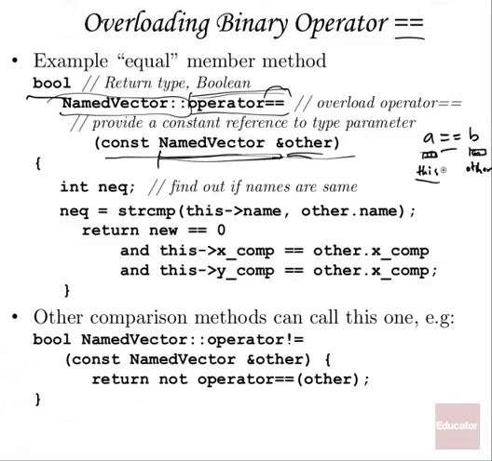So what we're going to do is find out, are these names equal? That's the first thing. We want the names to be equal. We want the X components to be equal. We want the Y components to be equal. So I've defined a variable, which is an integer, which I'm just going to use to call another C library function called string compare. So we're going to compare this name, and this is a pointer, and other names. Since it's a reference, we use the dot to dereference the member name.